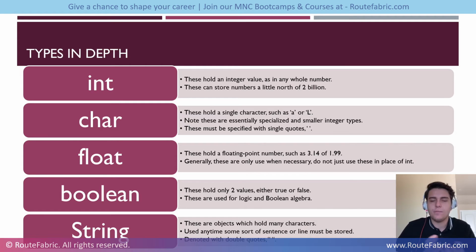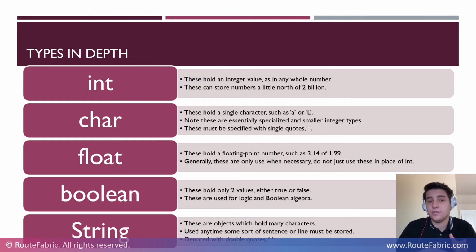So these are objects, and they hold an array, or a sequence, of characters. So we're going to want to use this anytime we want to store a name, a street address, anything like that, something that's kind of abstract, you can store in a string. You can also store single characters in a string if you want. So if you wanted a string with just A in it, you could do that. Also keep in mind you can have numbers and stuff in a string.